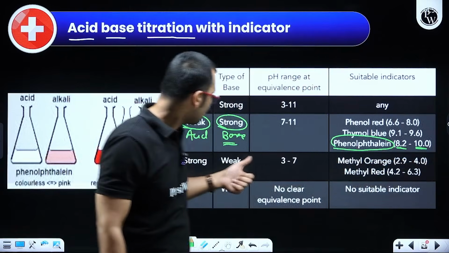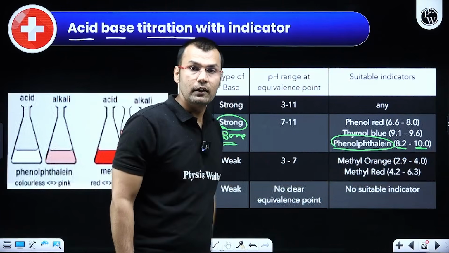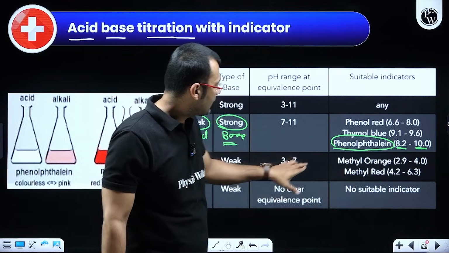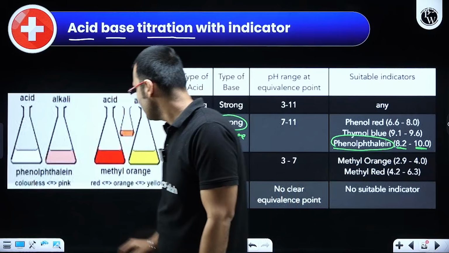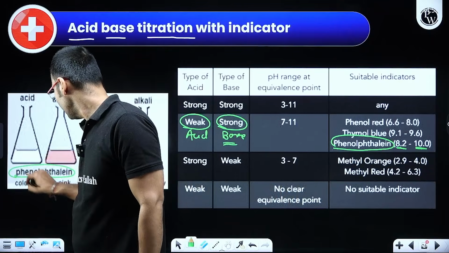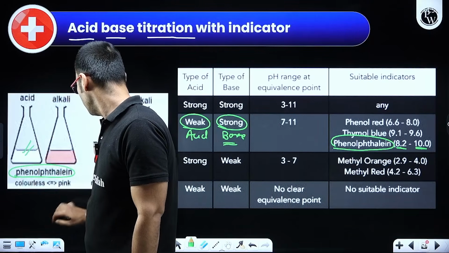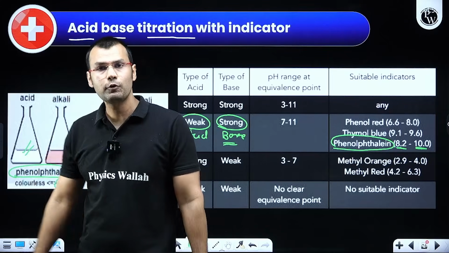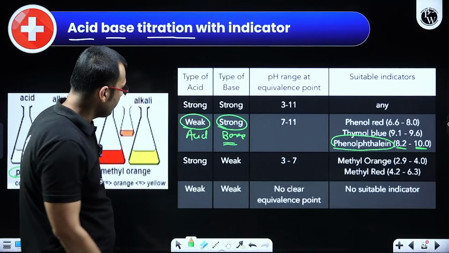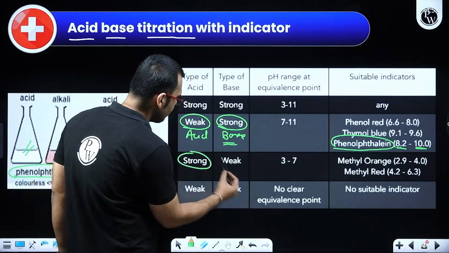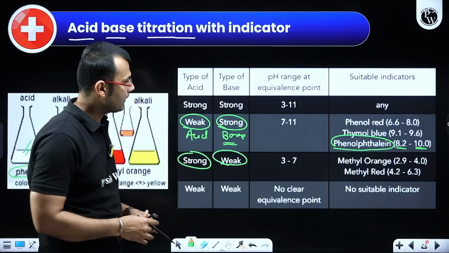So when you are having a titration of weak acid with strong base, the preferable indicator will be phenolphthalein, right? And in the case of phenolphthalein, the color changes from colorless to pink solution. And similarly, if you talk about the titration of strong acid and weak base, right? Strong acid and weak base.